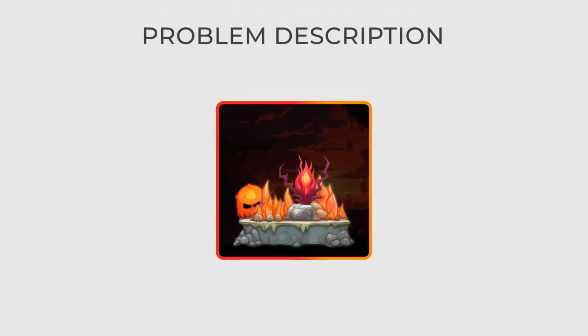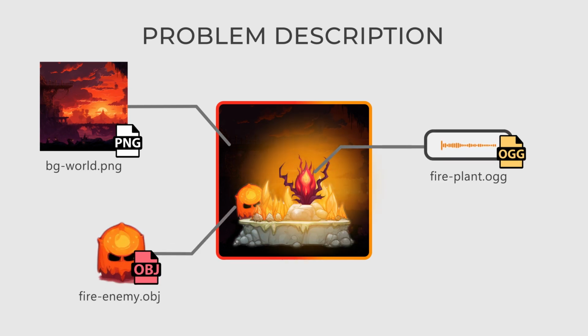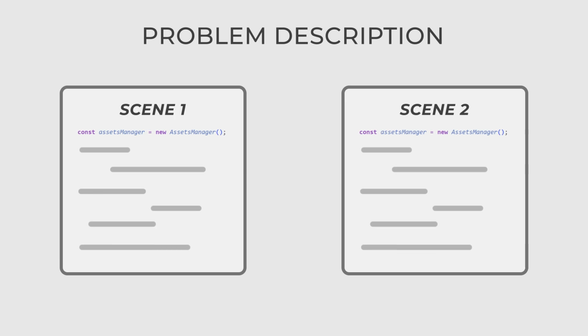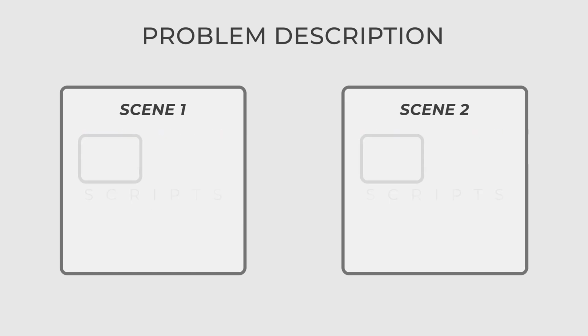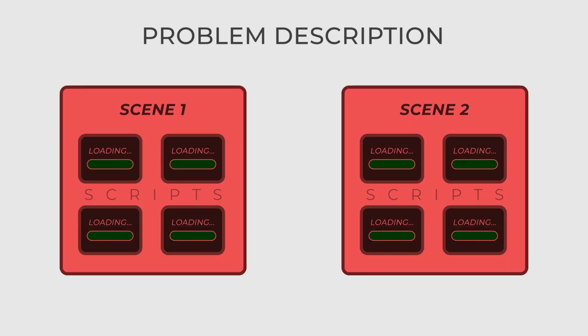Imagine that you are creating a game and you are working with some assets, such as textures, sounds, models, and so on. You have an assets manager that helps you easily retrieve and work with these assets. Right now, you instantiate and use the manager's instance in every game scene, and even in every game script. And because of this, the resources are loading every time.